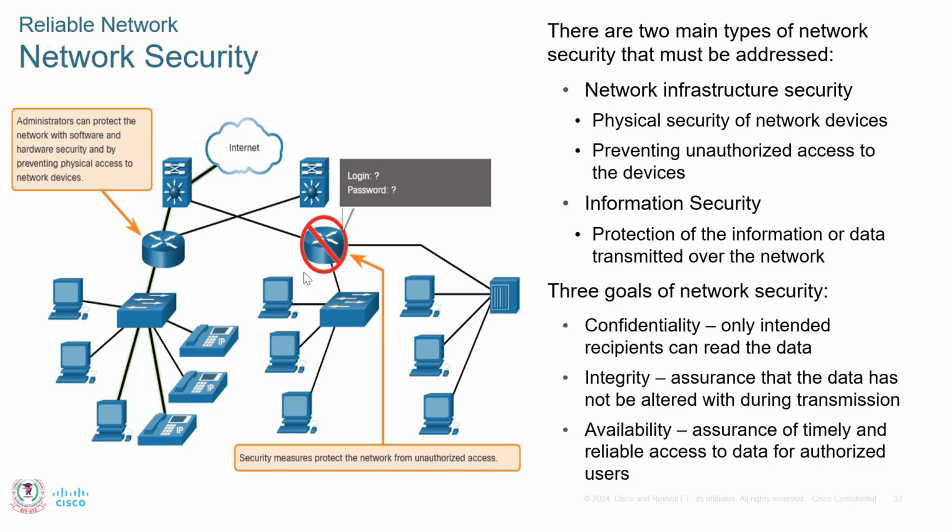So for you to have a reliable network, you need to put these four characteristics in place. Number one, network security. Number two, fault tolerance. Number three, quality of service. Number four, redundancy, which is what makes for high availability. So let's continue.